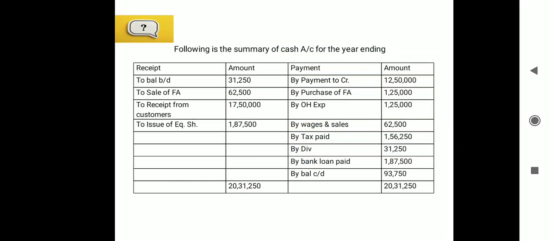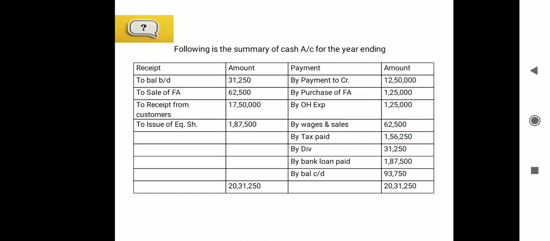Next we have receipt from customers. You have sold your products and received payment from customers, so this is directly from operating activities, and it is a source. Next we have issue of equity shares. If you issue equity shares you receive cash, and this is part of financing activities, because any transaction related to owner's equity, capital or long-term borrowings that changes your cash balance is part of financing activities. So the receipt side, I hope, is clear.